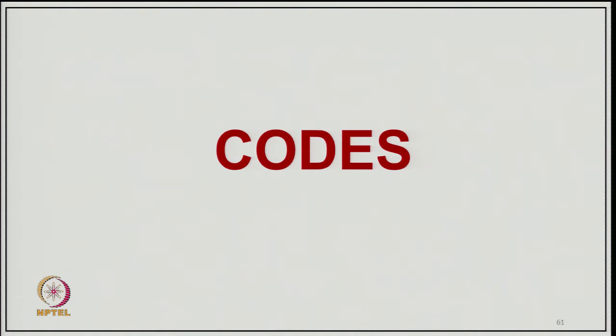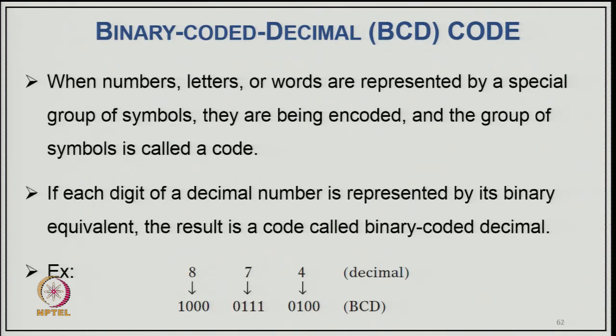So, now coming to the codes; these were the number systems. Code we call the binary coded decimal, BCD code. When numbers, letters or words are represented by a special group of symbols, they are being encoded, and the group of symbols is called a code. If each digit of a decimal number is represented by its binary equivalent, then the result is a code called binary coded decimal. So, typically we have here 874.